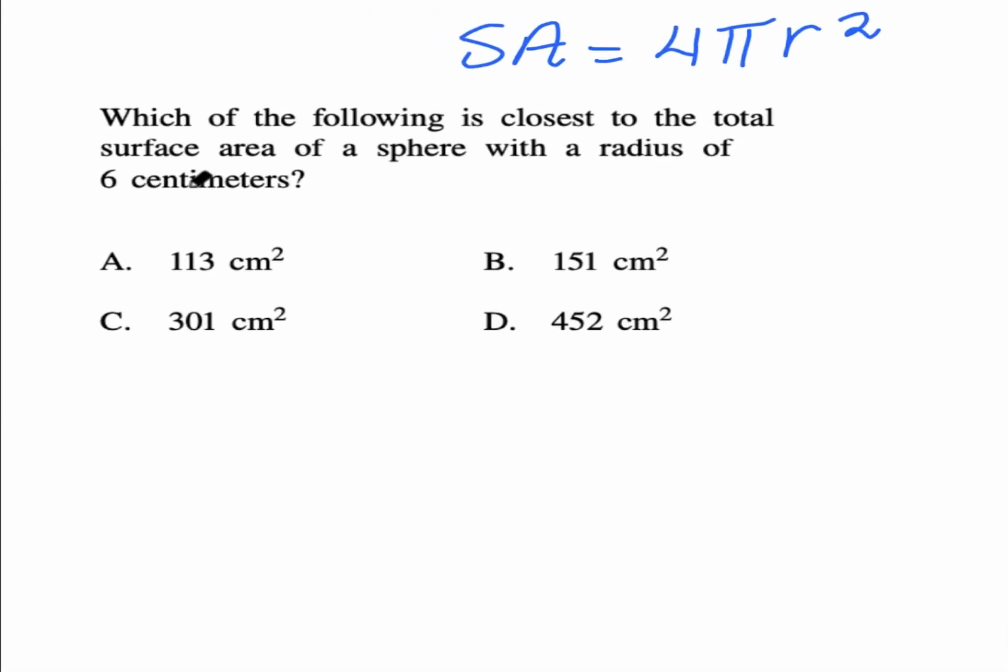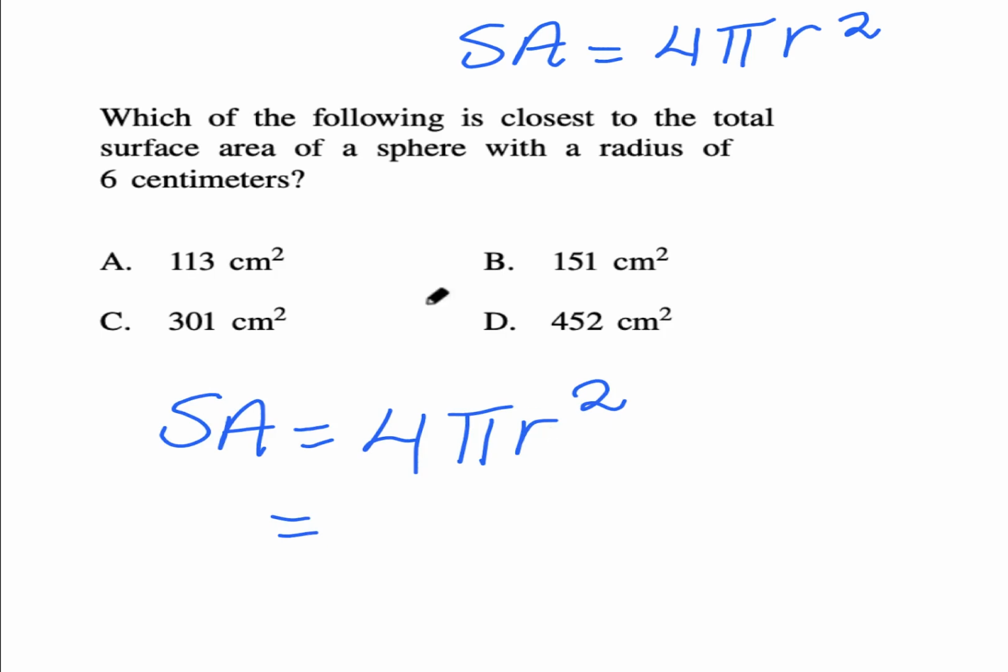So the first question we have here says, which of the following is closest to the total surface area of a sphere with a radius of 6 centimeters? So we're going to write our formula. Now remember, r means your radius. Notice they said the radius is 6, so we could just plug that into our formula. So this will be 6 squared.